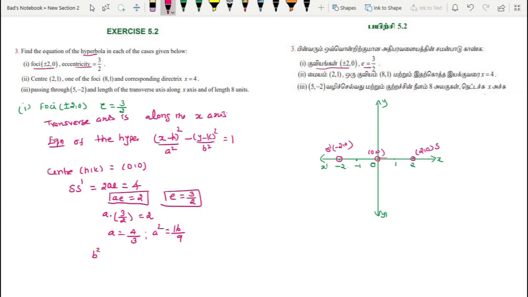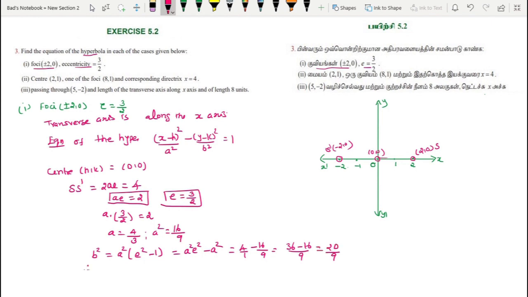Next b square. So what is b square? a square into (e square minus 1), which is equal to a square e square minus a square. What is a square e square? 2 square, 4, minus a square. So what is a square? a square equal to 16/9. So cross multiply பண்ணீங்கன்னா, 9 4s are 36 minus 16/9, which is equal to 20/9.